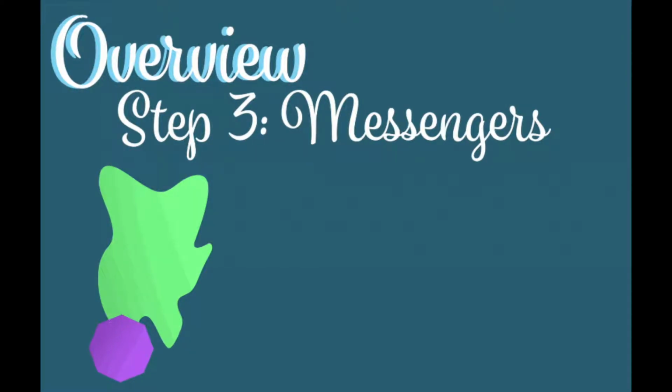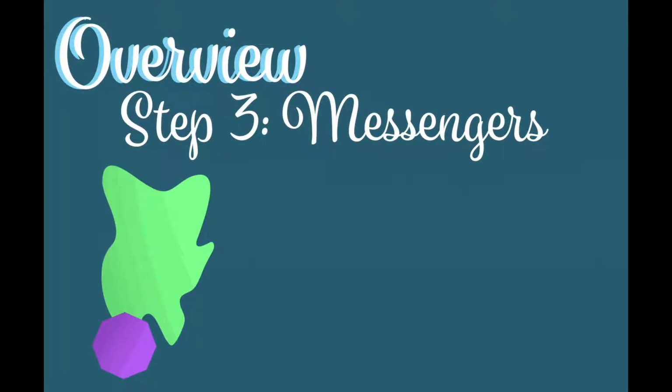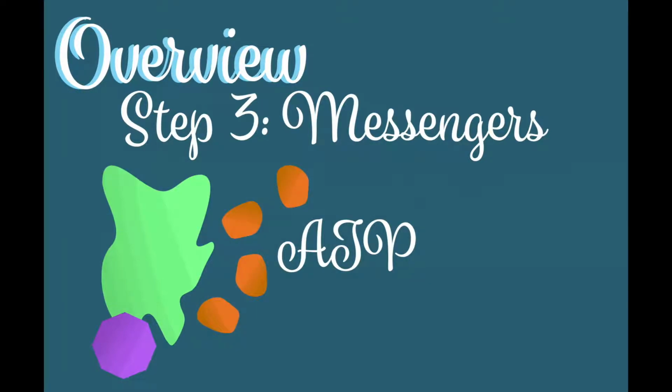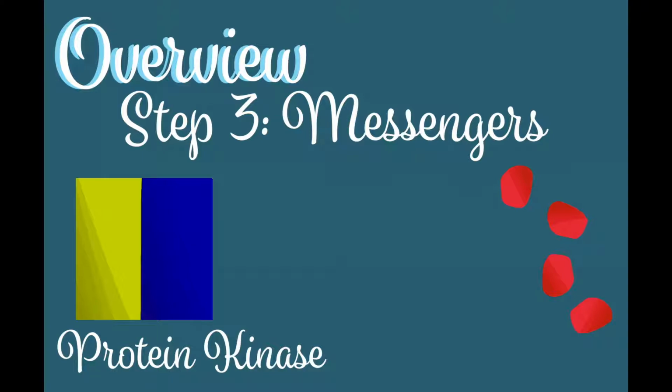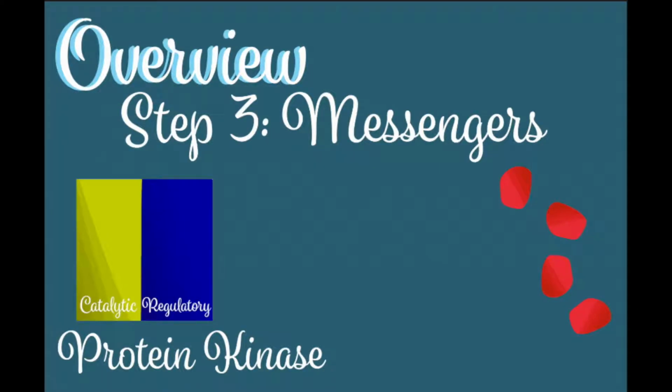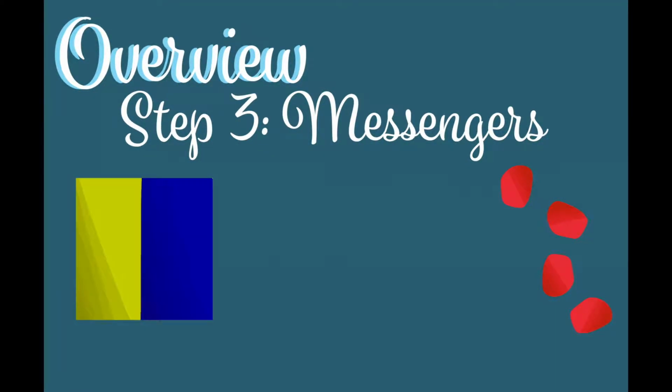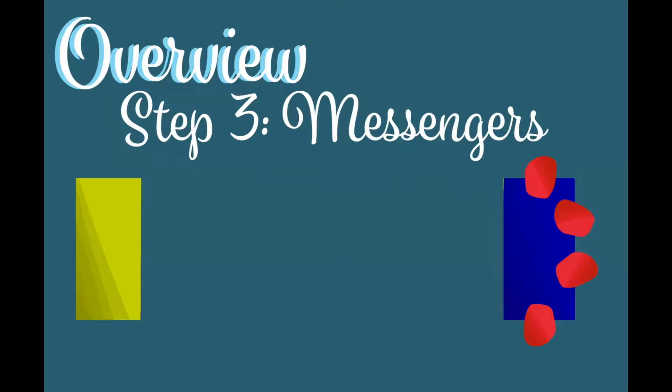Step 3, messengers. After it's activated, adenylyl cyclase releases ATP, which is transformed into cAMP. The cAMP then goes to the protein kinase, which consists of the catalytic and regulatory system. The catalytic portion speeds up the reaction, creating the products, while the regulatory portion cuts off the catalytic portion once the activation is broken. The cAMP attaches to the regulatory portion and tears it away from the catalytic portion.